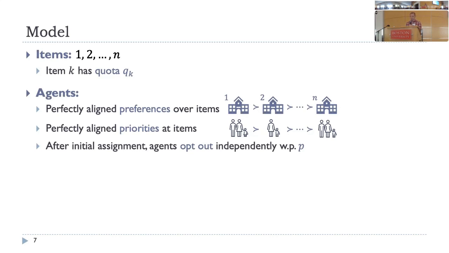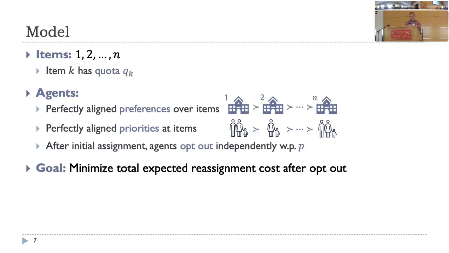Another modeling assumption that helps with tractability is that in the opt-out stage, each agent drops out with independent probability p. So they don't really communicate with each other. They just make up their own minds independently. So the goal is to minimize the total expected reassignment cost after opt-out.